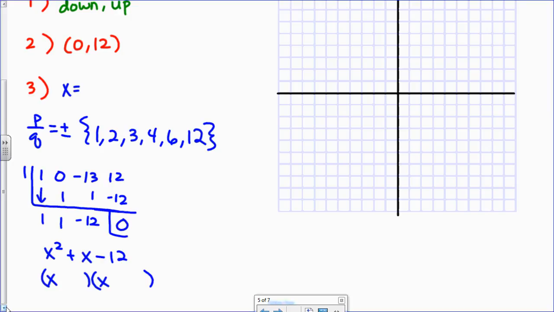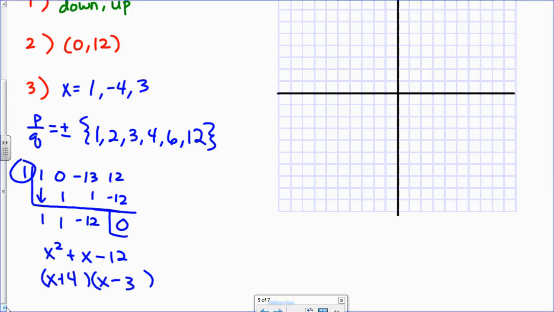So adds, or multiplies being negative 12, add 3, positive 1, positive 4, and negative 3. So I should have 3 zeros because it's x cubed. So 1, negative 4, positive 3.